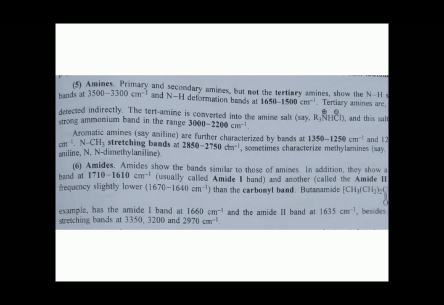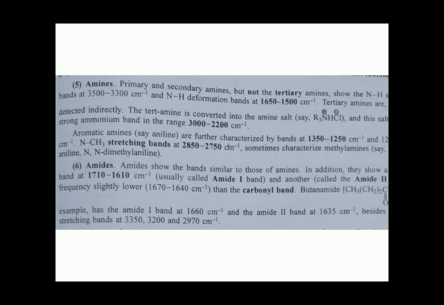And also aromatic amines, for example aniline, are further characterized by bands at 1350 to 1250 cm inverse and 1280 to 1180 cm inverse, and N-CH3 stretching bands at 2850 to 2750 cm inverse sometimes characterize methylamines, for example N-methyl aniline and N,N-dimethyl aniline. These are all the characteristic bands of aromatic amines.